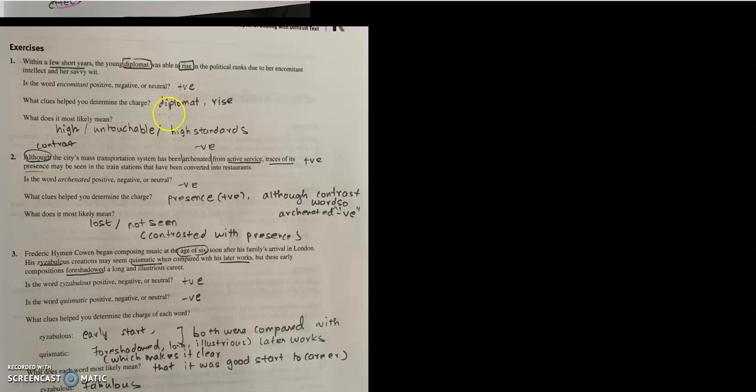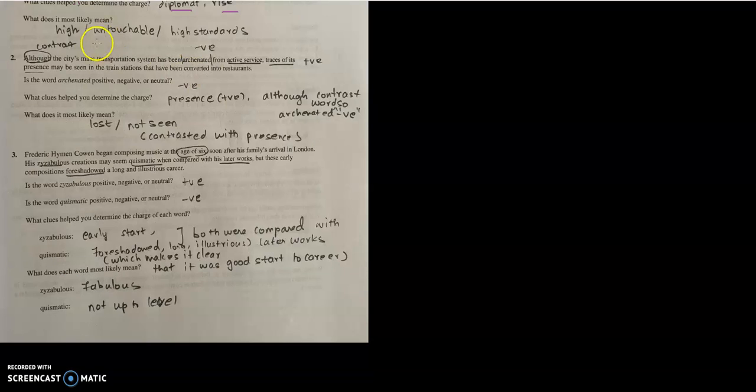Okay, so let's see what we got here real quickly. Income, I'm not sure what that means, but clues helped you. Diplomat, rise, sure. And we kind of talked about this as well. Like it was linked to and with savvy wit, which is a positive thing. So presumably incompetent, whatever that means, is also positive. Yes. And then I like what you did here. High, untouchable, high standards. Yep, very solid.